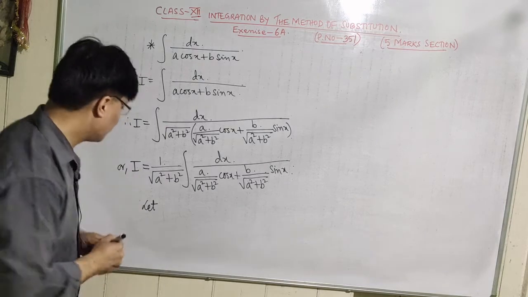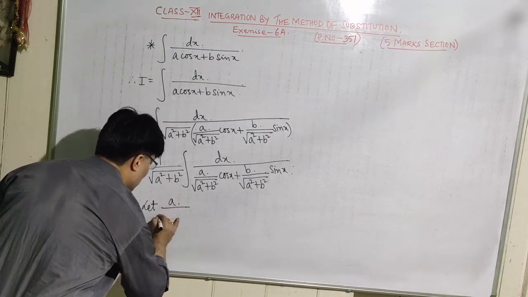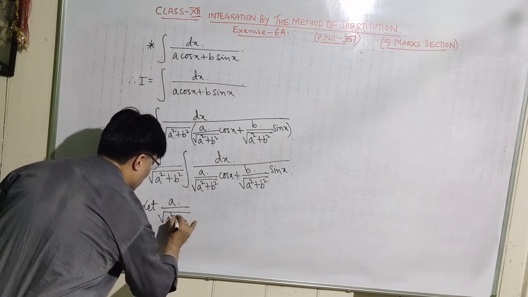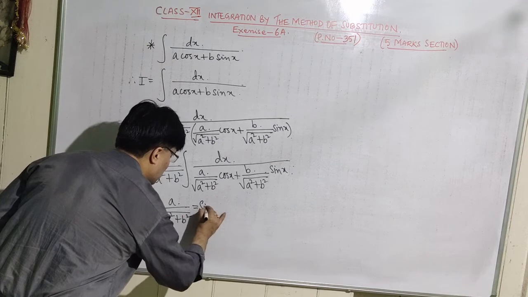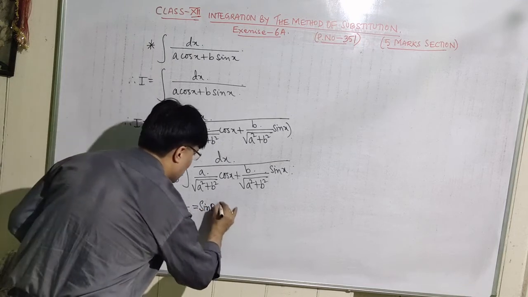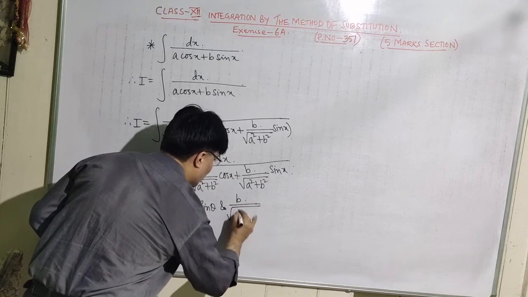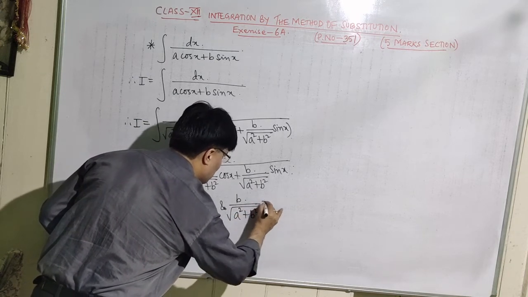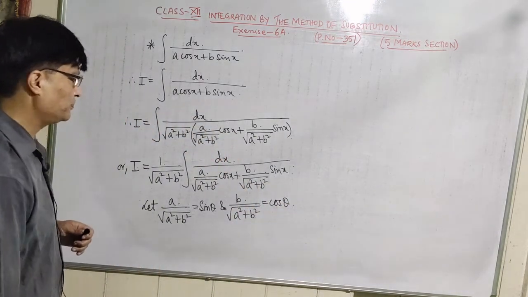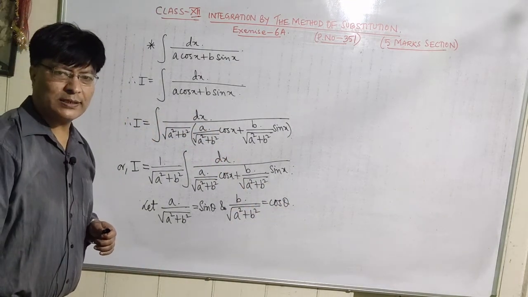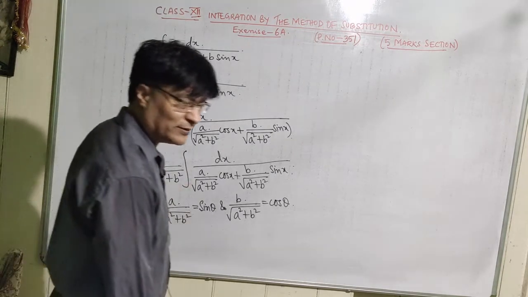Is that clear? So let us assume a upon root over a square plus b square is equal to sin theta, and b upon root over a square plus b square is equal to what? This is cos theta. So I think you have understood it. So let us get the value for theta from here, okay?